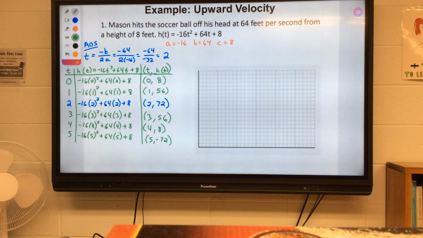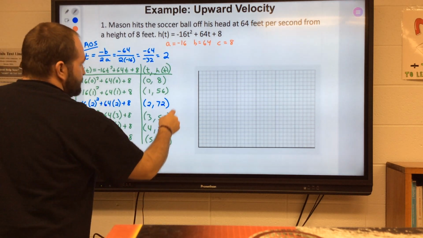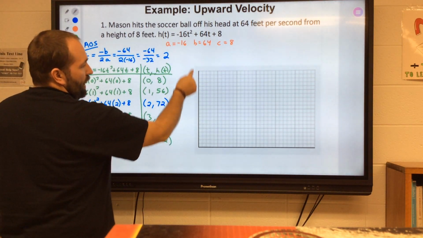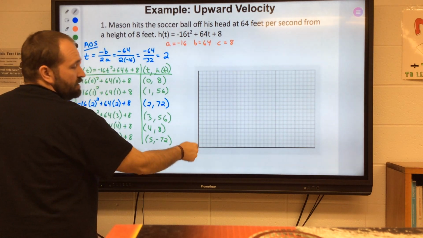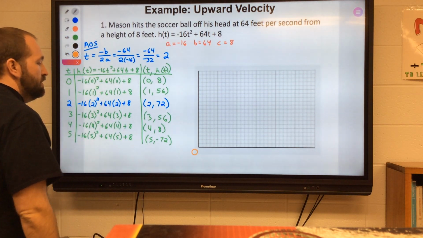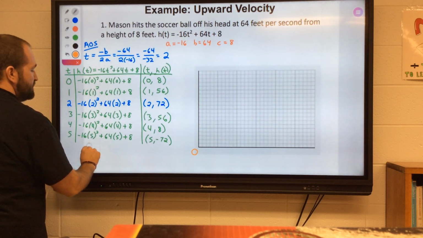Okay, you're going to have to create the scale on the graph. In order to do that, you're going to use information from the table that you just created. I'm going to create the h of t scale here first. That's the y-axis. The corner here is obviously going to be 0 because this is the origin.